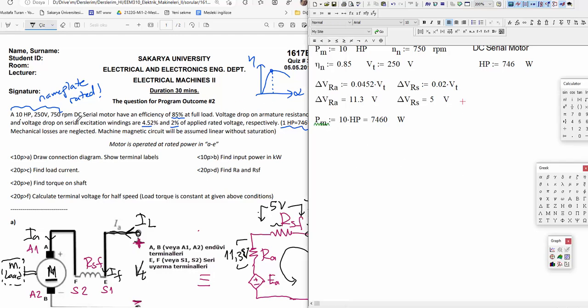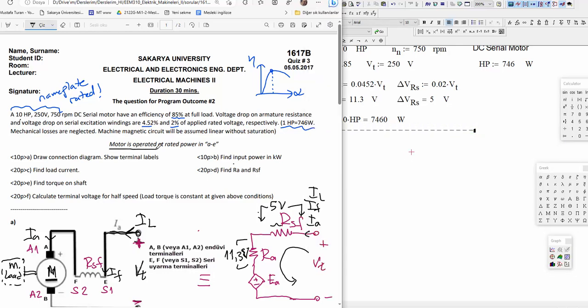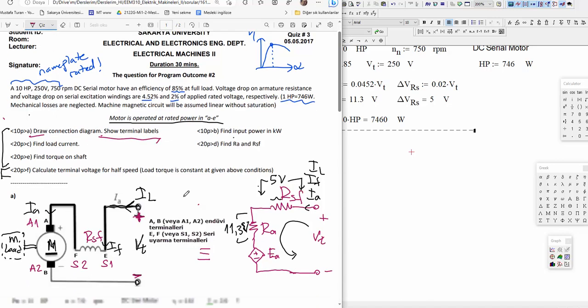We have just read the question and calculated the obvious ones. So far we have read this. The motor is operated at rated power. In some questions, only one part from here to here is possibly different. We will read step by step and solve. Draw the connection diagram, show terminal labels. That is the first thing.